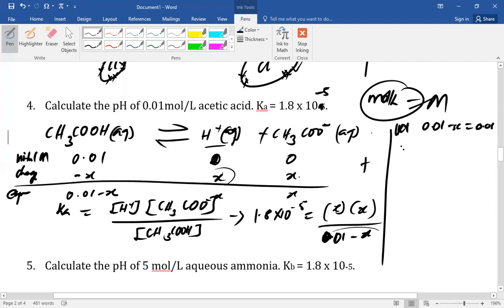That means that now we have 1.8 times 10 power negative 5 is equal to x squared over 0.01. We make this and cross multiply. So x squared is 1.8 times 10 power negative 5 times 0.01.